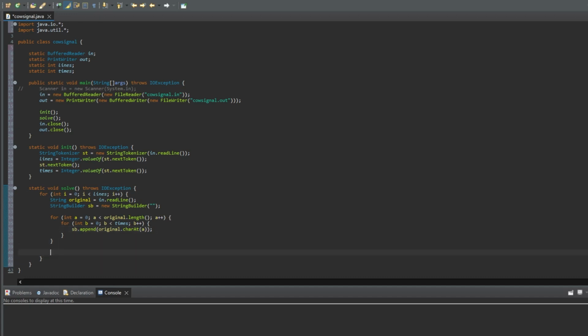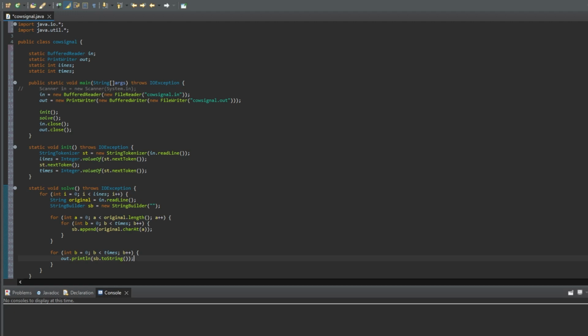And then once we have that, we can do another for loop, and that's going to be printing or duplicating the line k amount of times. So we're going to do this once again, and then we're going to do out.println sb.toString. And the reason why we do this is that we already have our duplicated line right here.